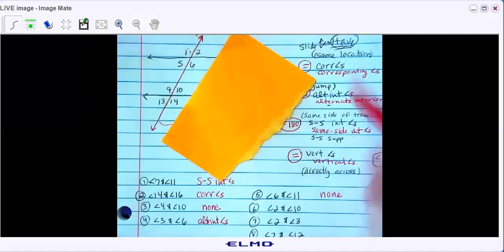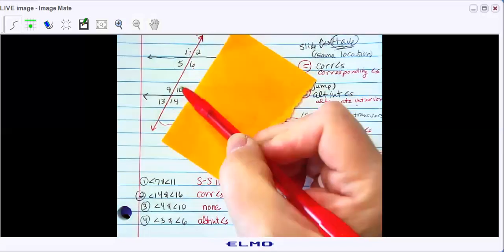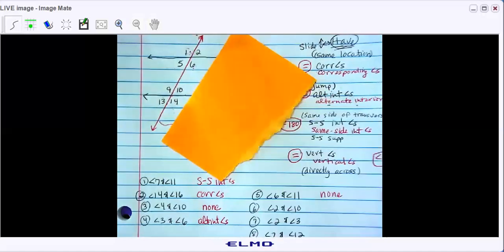We have to ask ourselves, are they both inside the parallel lines? Okay, angle 10 is, but angle 2 is not. Okay, so we have to say no to the interior angles. So would this be a slide down into the same location, or would it be directly across? So would it be corresponding or vertical? Corresponding, nice. So these would be the corresponding angles.